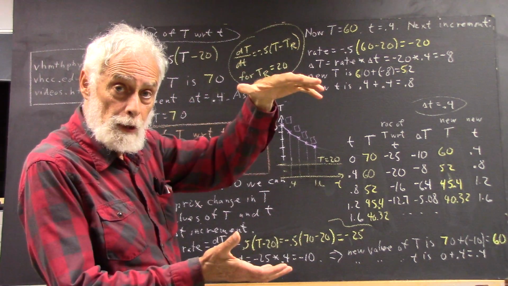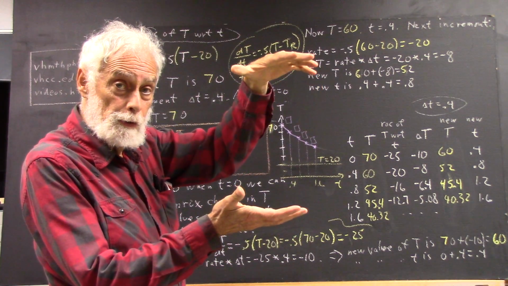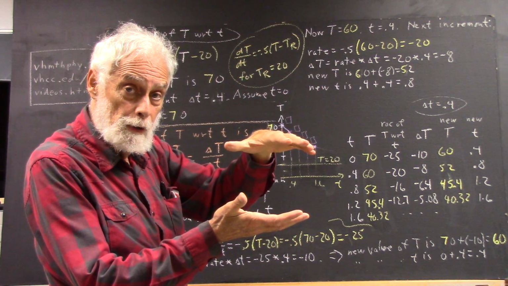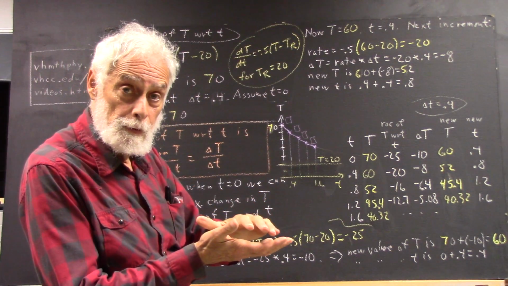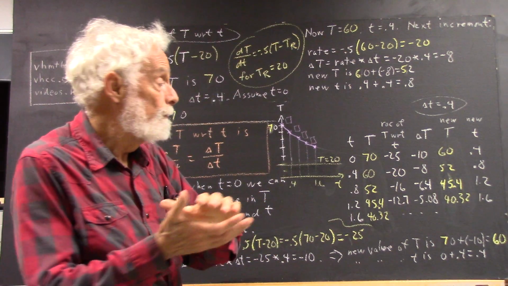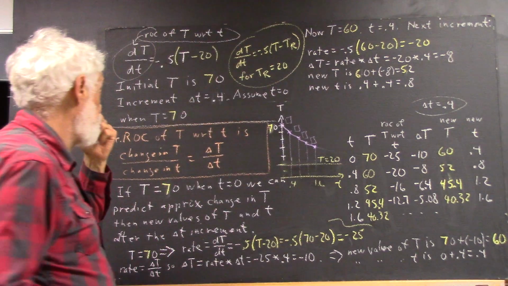So if we're higher than the temperature of the room, well, the thing is going to cool off faster than it does when the temperature is closer to the temperature of the room. The closer the temperatures get, the more slowly the temperature is going to change.